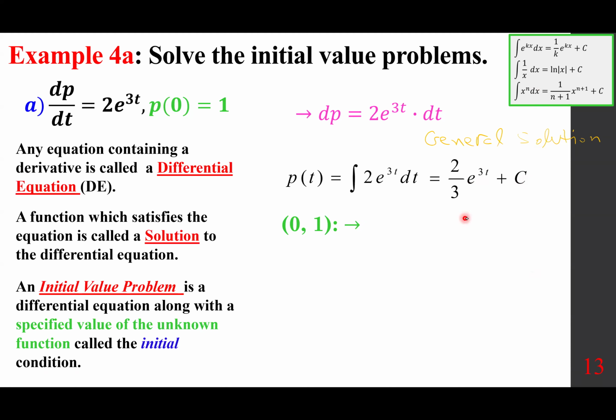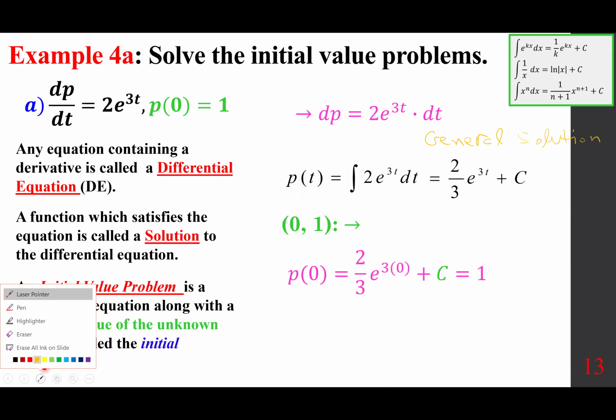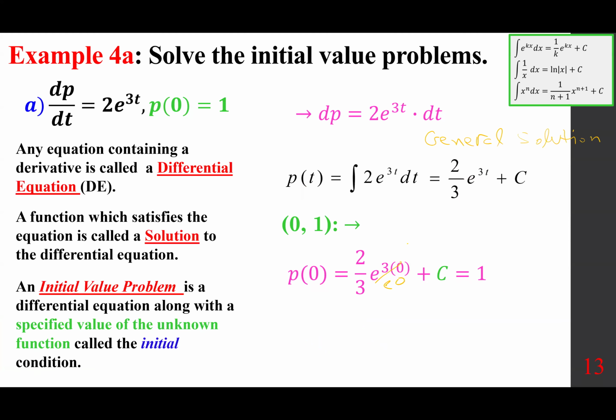But now that we have the pair, we replace the independent variable, which happens to be t, sometimes it's x, with 0, and the dependent variable, which is y or P of t, with 1. So 2/3 e to the power of 3 times 0 plus a constant must be 1. e to the power of 3 times 0 means e to the power of 0, which is 1. So you have 2/3 plus a constant is 1. So the constant must be 1/3.